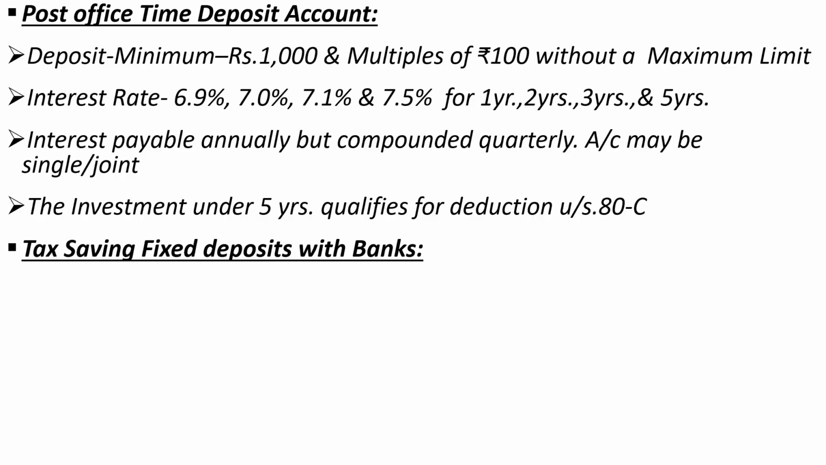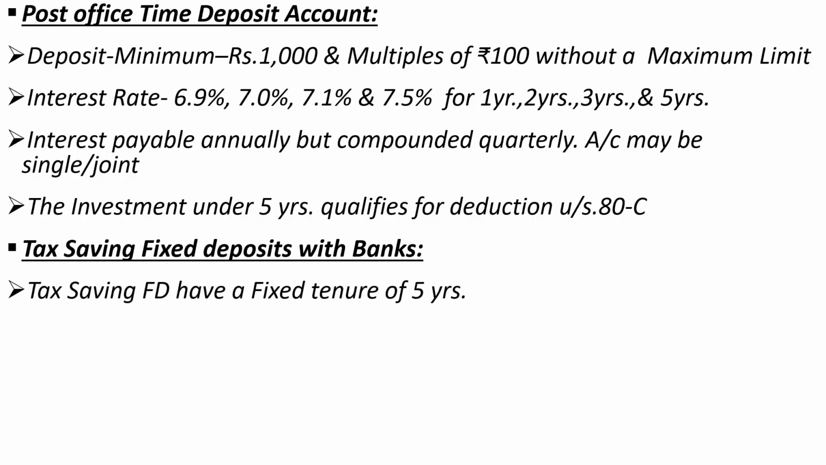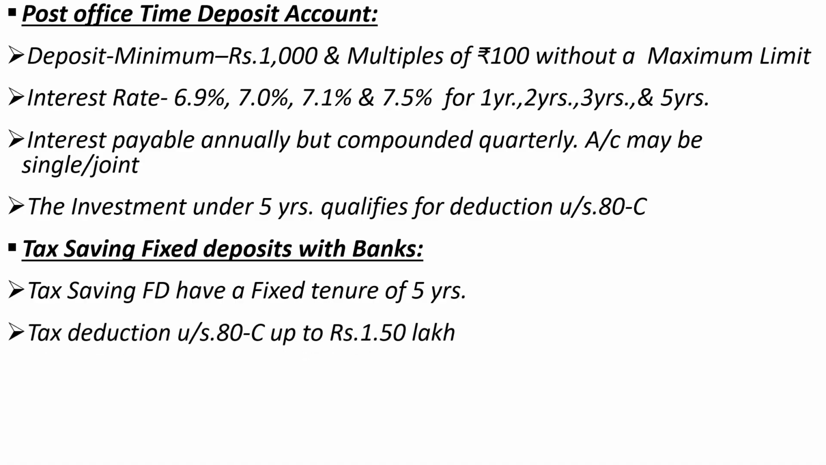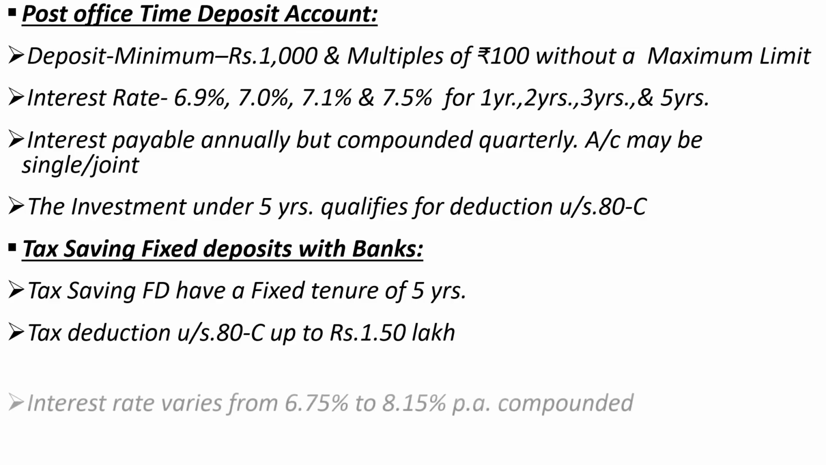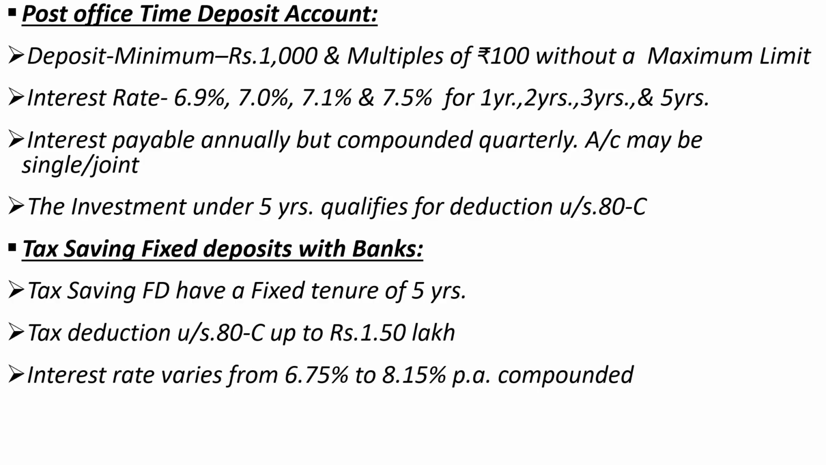Then investment in tax saving fixed deposit being offered by banks. Tax saving fixed deposits have a fixed tenure of 5 years. Tax deduction under Section 80C of the Income Tax Act up to rupees 1.5 lakh can be availed. Interest rate varies from 6.75% to 8.15% per annum, compounded annually. Premature closure of the tax saving fixed deposit is not allowed.